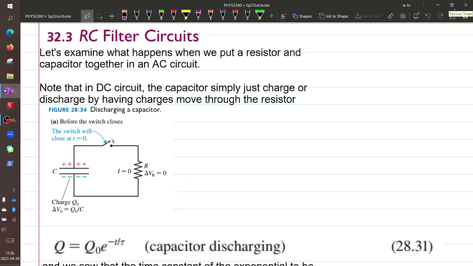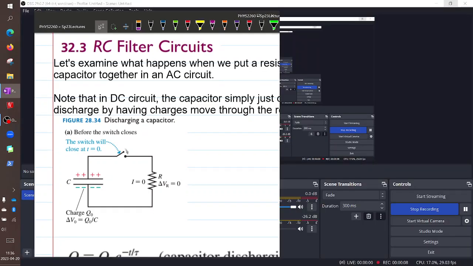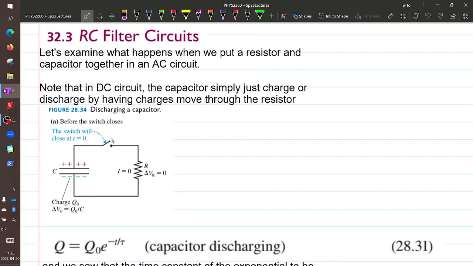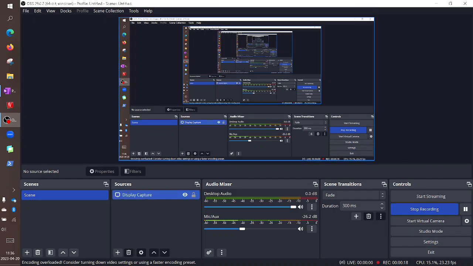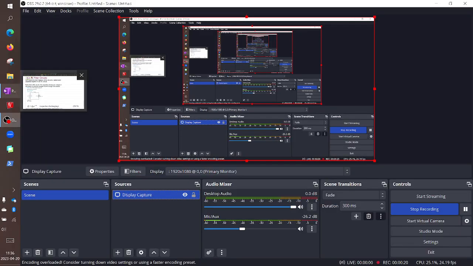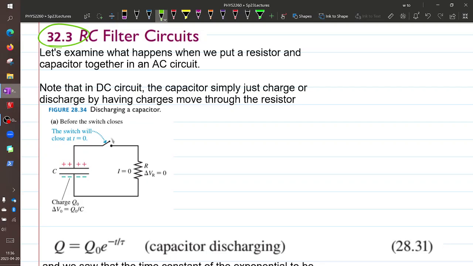So basically what you guys just did in the worksheet is all the math that you have to do in section 32.3 on RC filtering circuits. Let's make sure I'm capturing the screen. Okay. And since you guys did all the math, I get to talk about what that math means, right? So it's kind of fun.